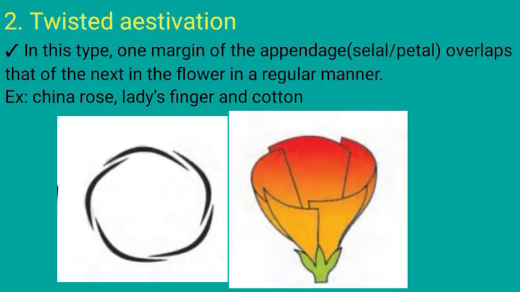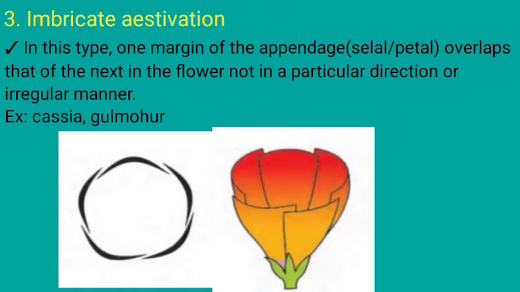The second one, twisted estivation. In this type, one margin of the sepal or petal overlaps that of the next sepal or petal in the flower in a regular manner, called twisted estivation. Examples, hibiscus or China rose, lady's finger and cotton. Let's see the diagrammatic representation. In the picture also, one end of sepal or petal overlaps the end of its next sepal or petal in a regular manner in the flower.